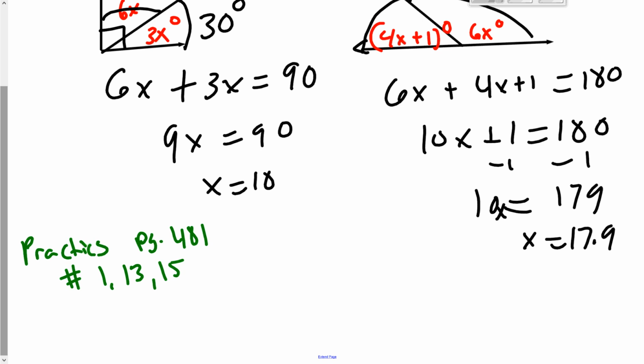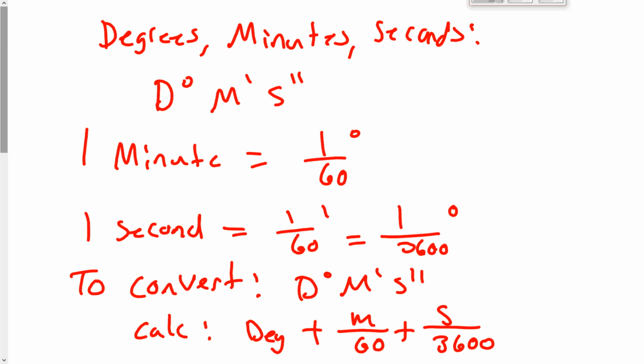But we're going to do a couple more examples here and get into degrees, minutes, and seconds. So degrees, minutes, and seconds is just another way to calculate degrees. Okay, so you have kind of two different forms of degrees here. You have degrees, minutes, and seconds, which is used in traditional forms like maybe dealing with GPS or maybe something like that.